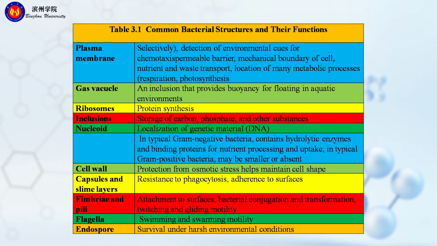You can see plasma membrane, gas vacuole, ribosomes, inclusions, nucleoid, cell wall, and so on. Note that no single bacteria possesses all of these structures at all times. Some are found only in certain cells, in certain conditions, or in certain phases of the life cycle.